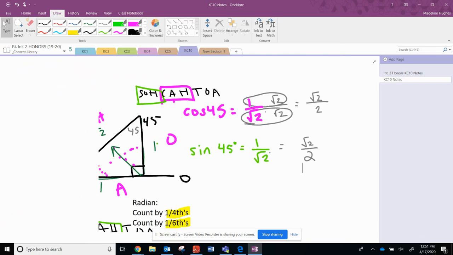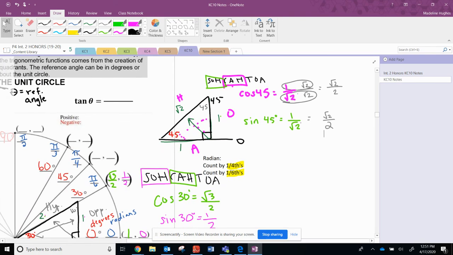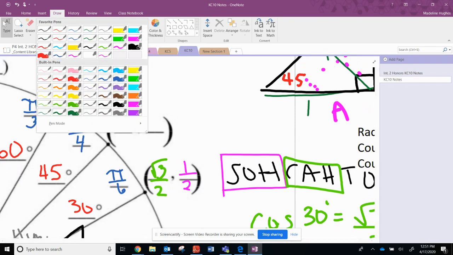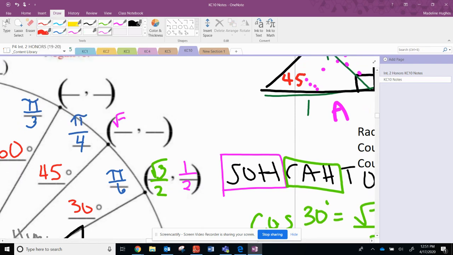So let's go back to our unit circle and fill in our cosine and our sine. They were both the same thing. Cosine is square root of 2 over 2. And the sine was also, oh, I wrote these in the wrong color. Just a second. Square root of 2 over 2. And square root of 2 over 2.